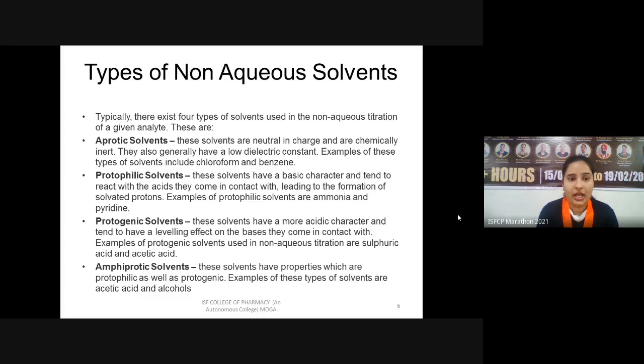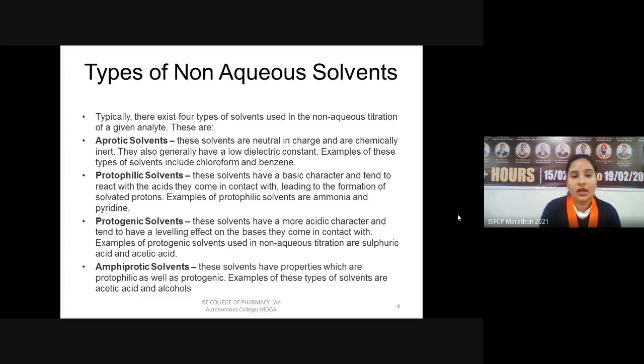Also, aprotic solvents, since they are non-polar, have no tendency to release proton ions when dissolved in the aqueous medium. Hence they are known as aprotic solvents, because they are not capable of releasing proton ions in the aqueous medium. In the solution phase, they will not be able to release any proton ions.